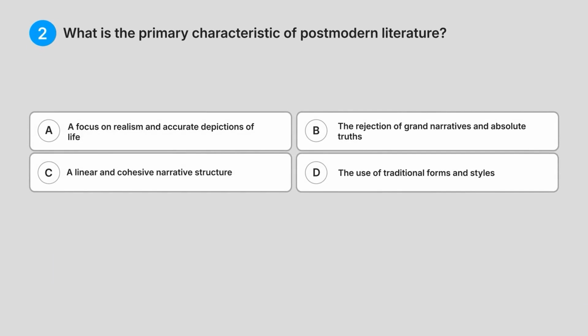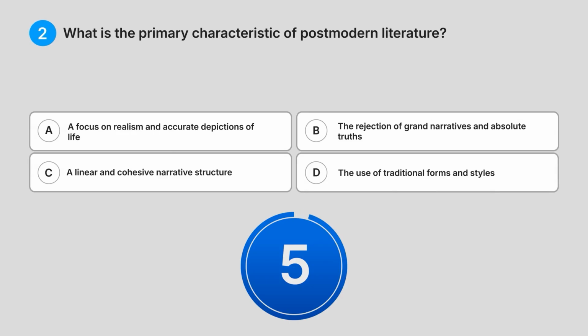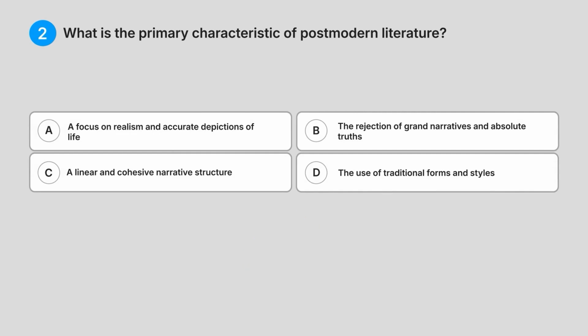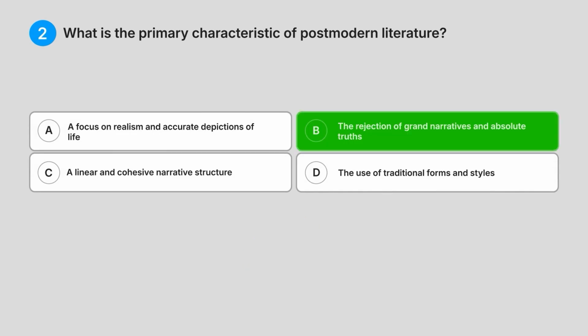2. What's the primary characteristic of postmodern literature? A. A focus on realism and accurate depictions of life. B. The rejection of grand narratives and absolute truths. C. A linear and cohesive narrative structure. D. The use of traditional forms and styles. Do you know the answer? Correct answer, B. The rejection of grand narratives and absolute truths.